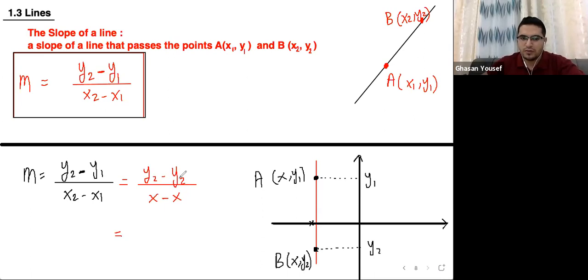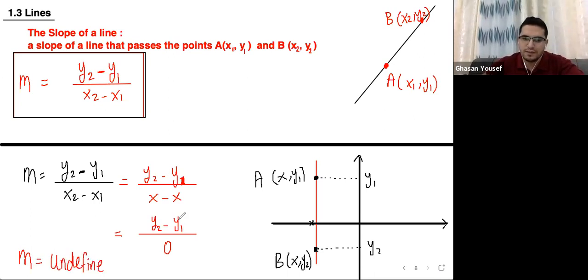What is the value now? y2 minus y1 over x minus x. What's x minus x? It's 0. So y2 minus y1 over 0. Is this correct? Anything over 0? No. Undefined, exactly. So the slope of a vertical line is undefined. So the m here is undefined.